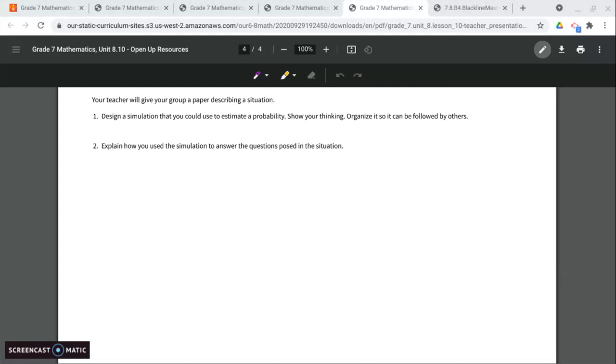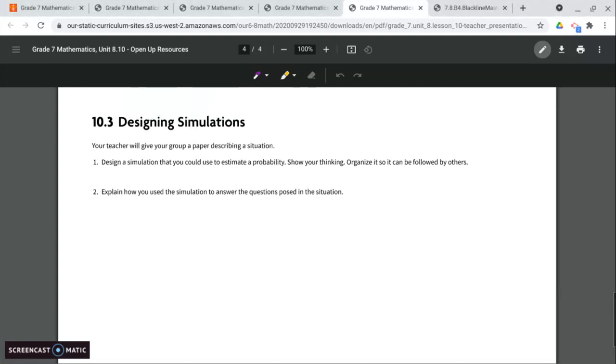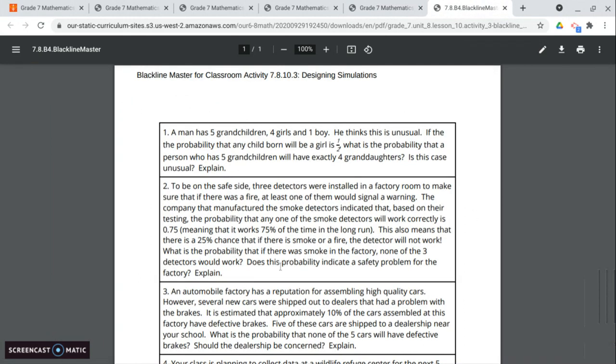Guys, welcome back. So what we're looking at today is lesson 10, designing simulations. We are going to be looking at designing a simulation for a specific situation that we want to take and find the probability of. So we have our list of different situations that we will be looking at.